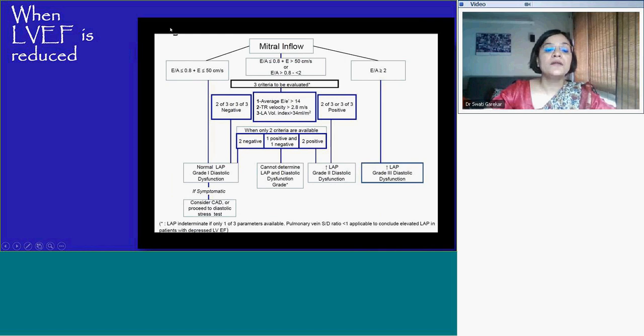Another chart is for when the EF is reduced. When you know your systolic function is reduced, there is diastolic dysfunction. It will happen. The question is how much? Is it early diastolic dysfunction or late? So first you look at your E by A ratio, and if it is abnormal, which in adults means a ratio more than 2, you're looking at elevated left atrial pressure and grade 3 diastolic dysfunction. This may be simple.